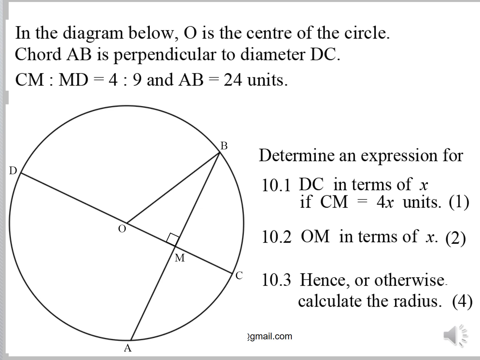In the diagram below, O is the center of the circle, chord AB is perpendicular to diameter CD. That perpendicular is telling you that the chord AB is divided into two equal parts. So AM is equal to MB. Then we have got a ratio here, CM to MD equals 4 to 9, and AB is equal to 24 units. Now, what is our question here? Determine an expression for DC in terms of x if CM equals 4x.